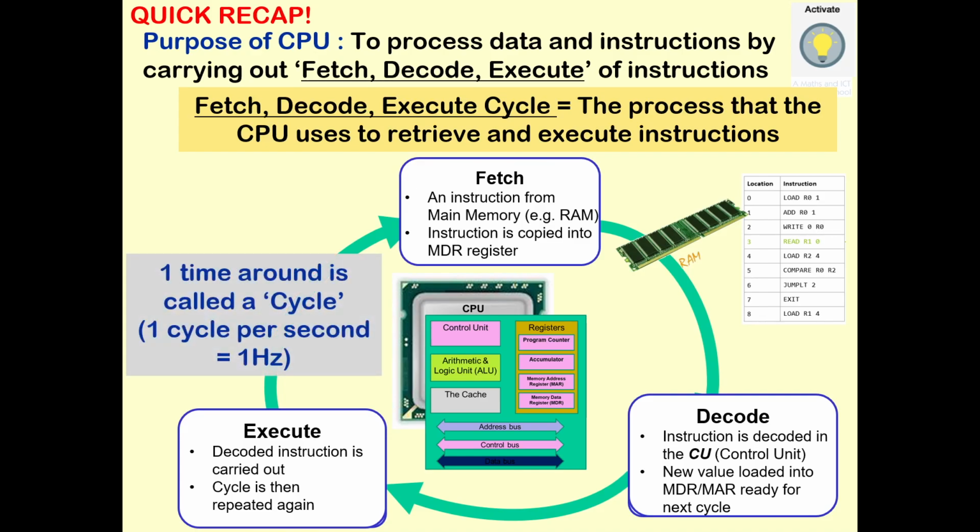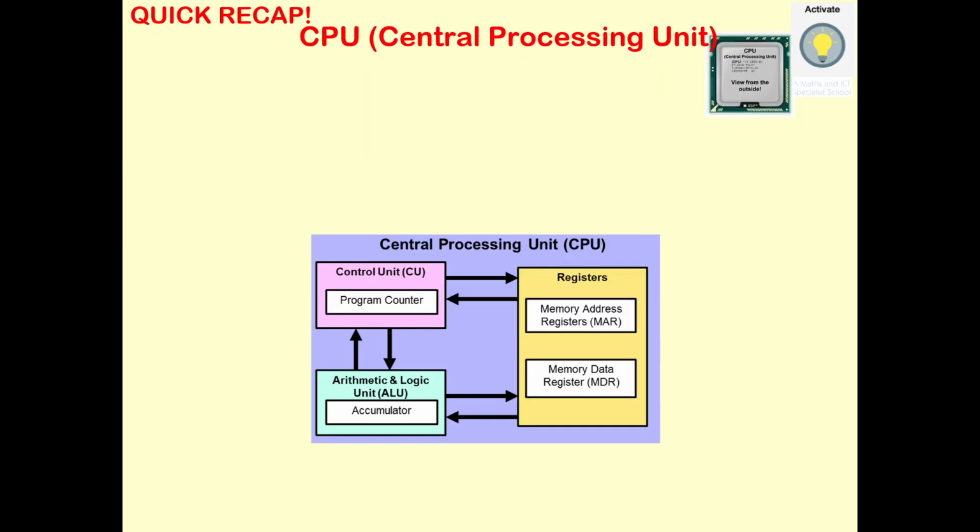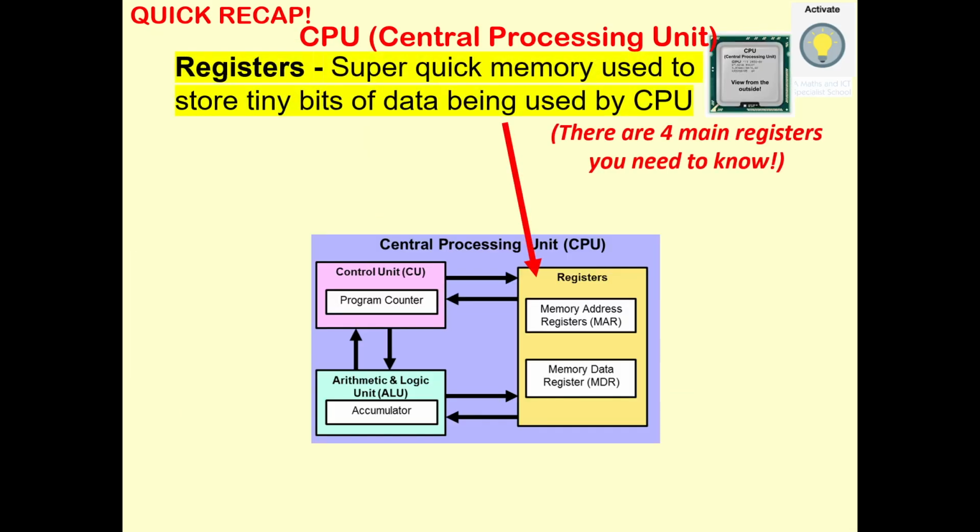And remember, 1 time around is 1 cycle, or 1 hertz, and 1 billion times around is 1 gigahertz, GHz. Okay, and then finally we learned about the parts of the CPU, the registers inside.